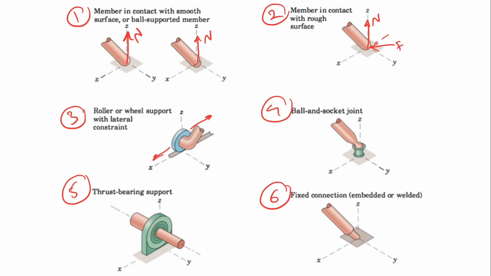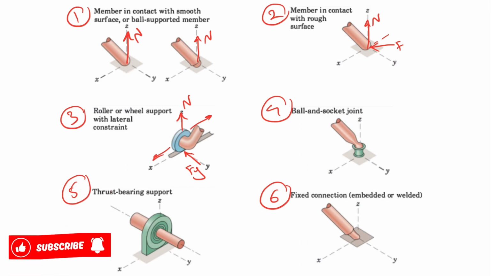Let's move on to the third support, which is a roller or wheel support with lateral constraint. In here, the roller can move freely in X direction. And since we are assuming there is no friction, we don't need to consider any force in X direction. However, the movement of the member is constrained in Y direction, which means we need to consider a force in Y direction, and we'll have the same normal force in Z direction. So we only have normal force and Fy.